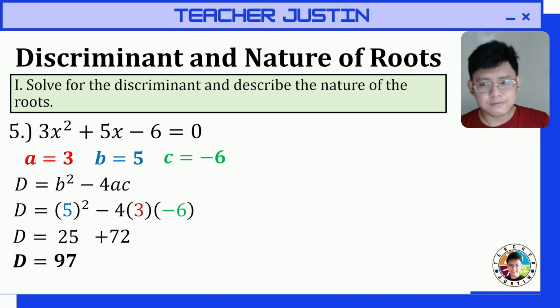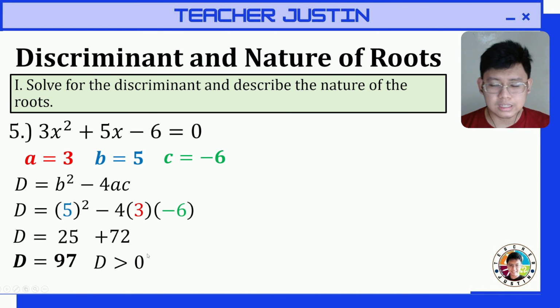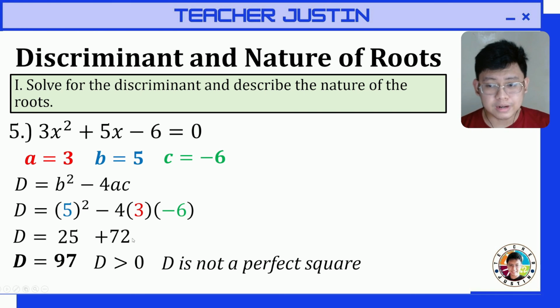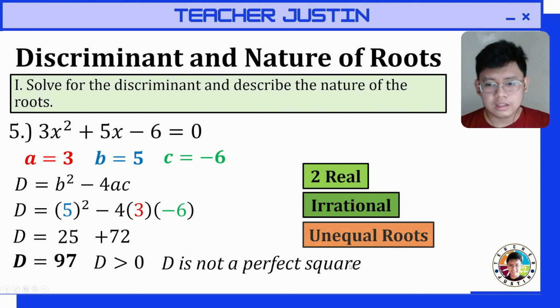Now, 97, compare natin siya to 0. So, our discriminant is greater than 0. And let's see if it is a perfect square number. 97 is not a perfect square number. Therefore, ang nature of roots natin will be 2 real, irrational, unequal roots. And that's it. Ta-da! Alright.